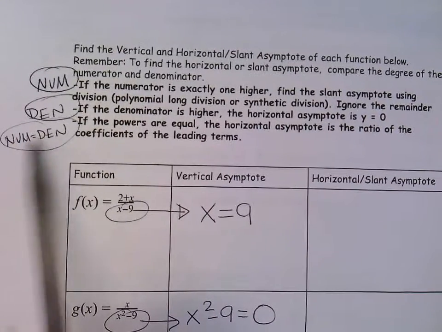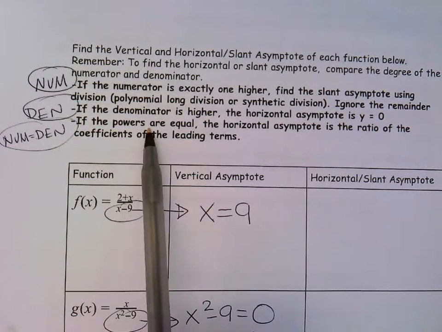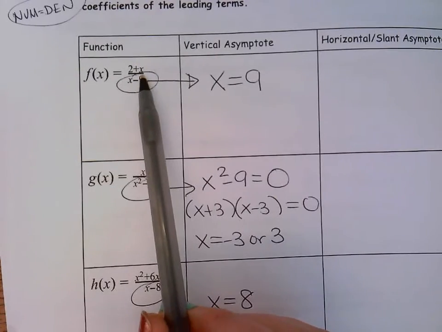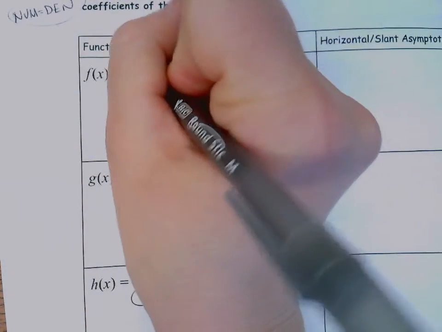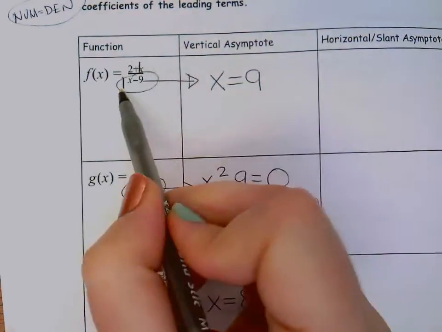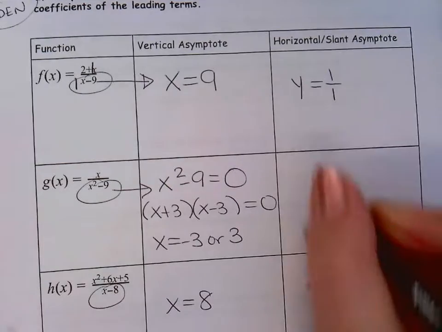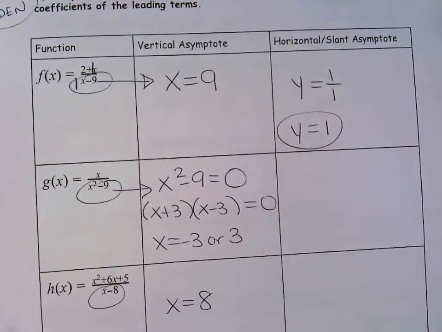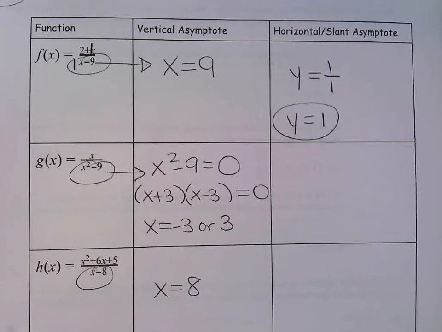All right, so we're going to go to this rule. Numerator is equal to denominator in power. It's the ratio of the coefficients of the leading terms. So by leading terms, they mean leading coefficients. So this is 1x divided by 1x. So my horizontal asymptote is at 1 over 1, or just y equals 1. So you strip the coefficients of those leading terms. All right, who wins the battle in g of x? Who is the bigger power?